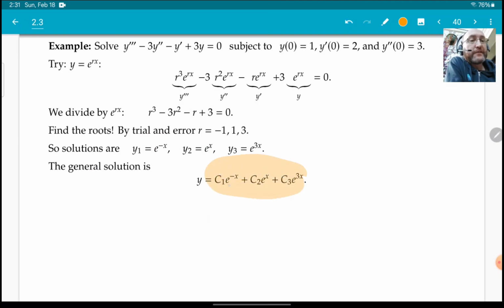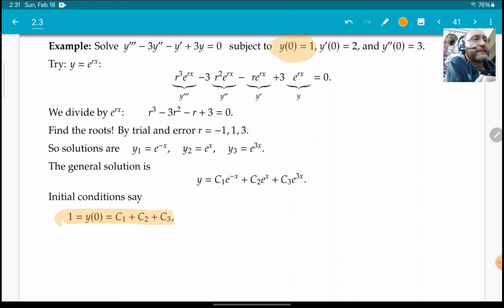So now we have three constants, and we want to solve for them in terms of these three equations. So what do the initial conditions say? Well, the first condition, I can just write it like this. Well, if I just plug in 0 over here.